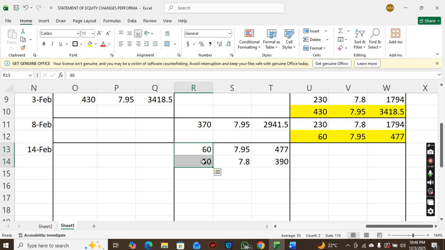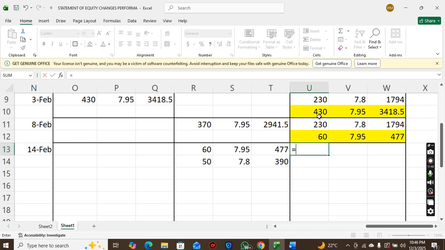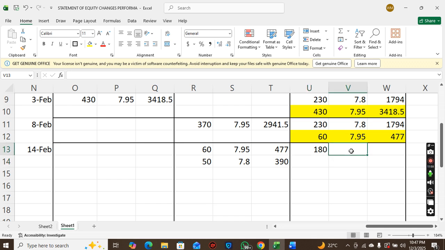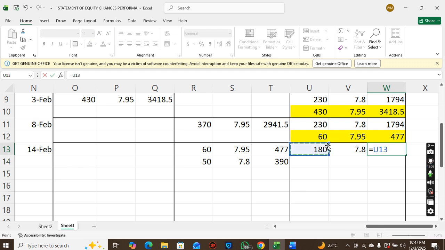So how much do we remain with now? Since we removed 50 from this 230, we're going to say 230 minus 50. We remained with 180 units valued at 7.8 kwacha. Any questions?